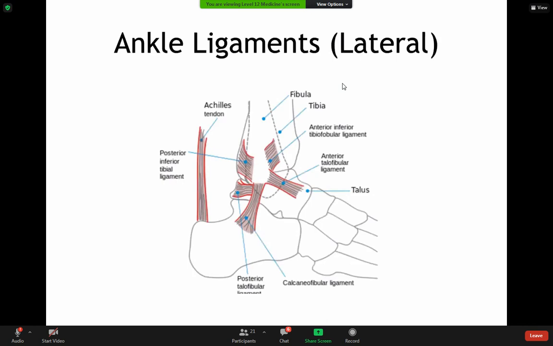So here's a lateral view of the ankle ligaments. The most commonly involved ligament in an ankle sprain is the anterior talofibular ligament, which connects the fibula and talus anteriorly. Okay, so that is the ATFL. The other one that is commonly involved is the calcaneofibular ligament, which connects the distal fibula and the calcaneus. And this runs in a downward direction. You can see it here.